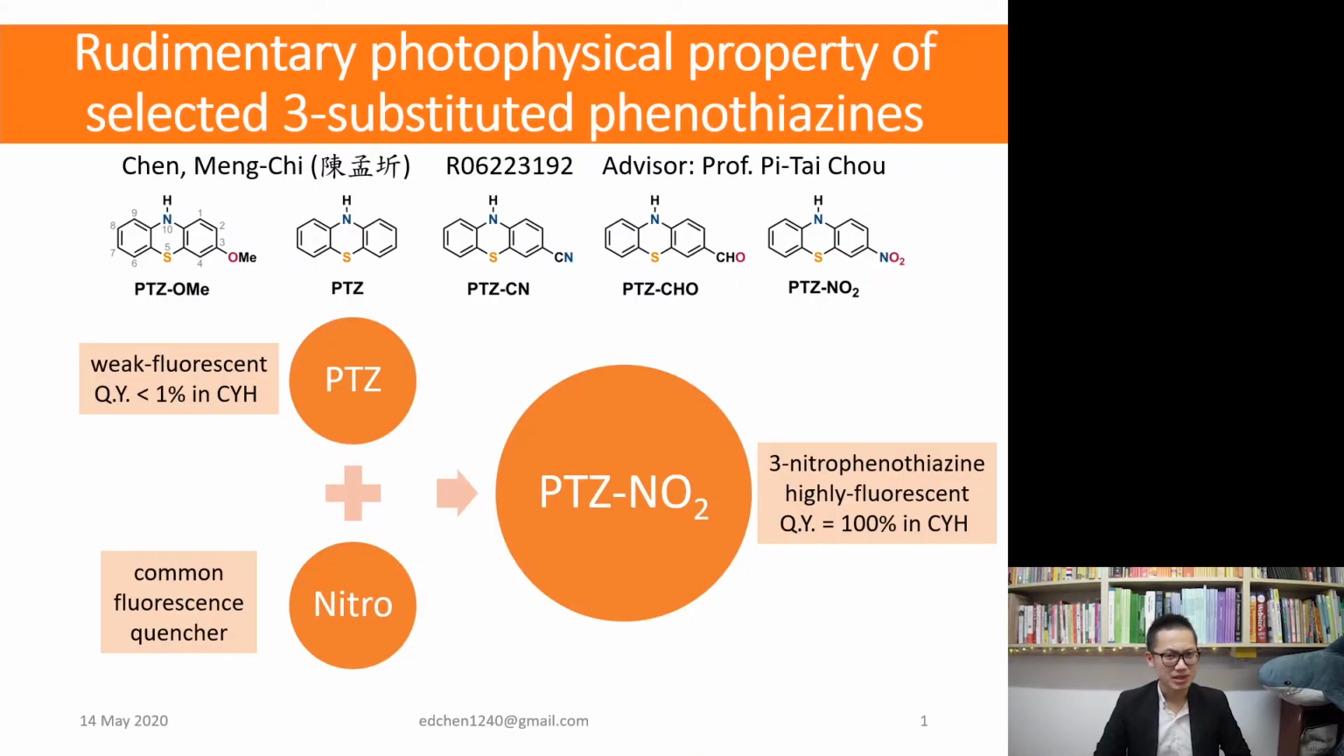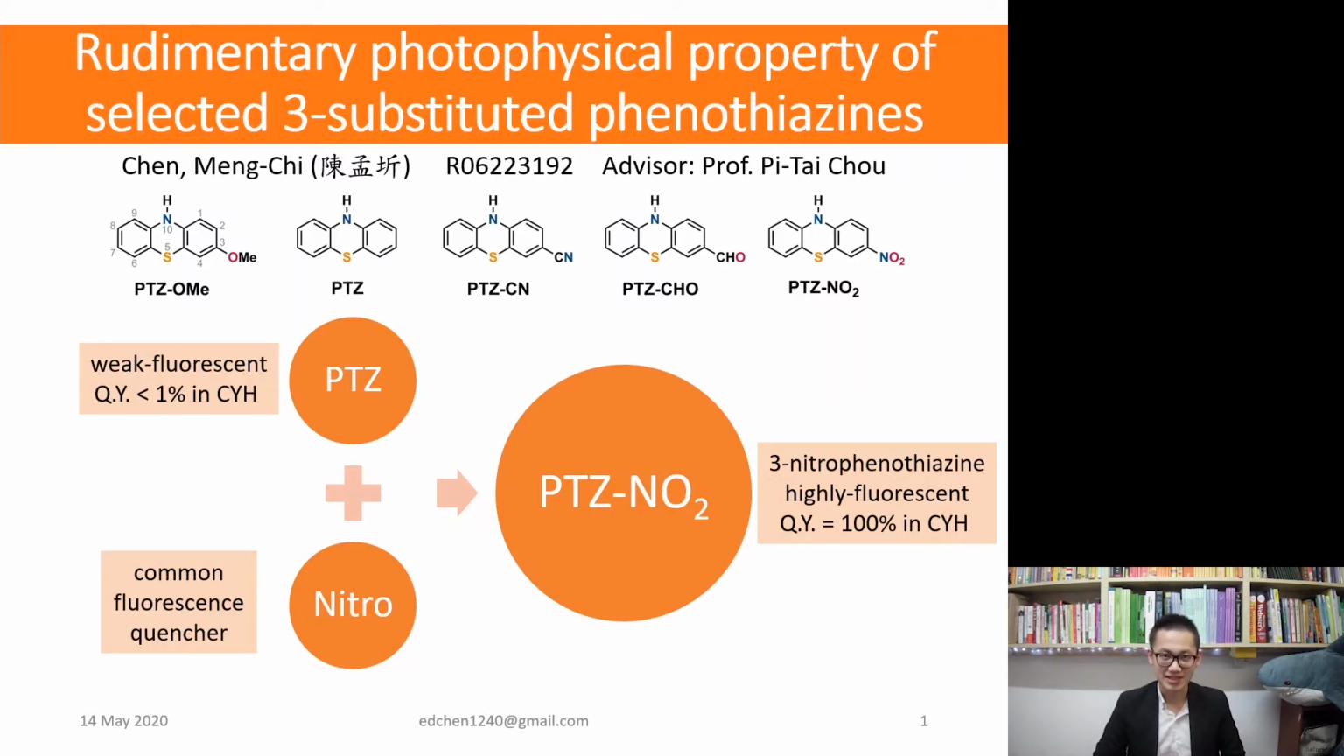I'm curious about the phenomena. Weak fluorescent phenothiazine has a quantum yield less than 1% in nonpolar solvent. However, substituted at the C3 position with a nitrile group, a commonly known fluorescence quencher, the resulting 3-nitrile phenothiazine has a quantum yield of 100% in nonpolar solvent.